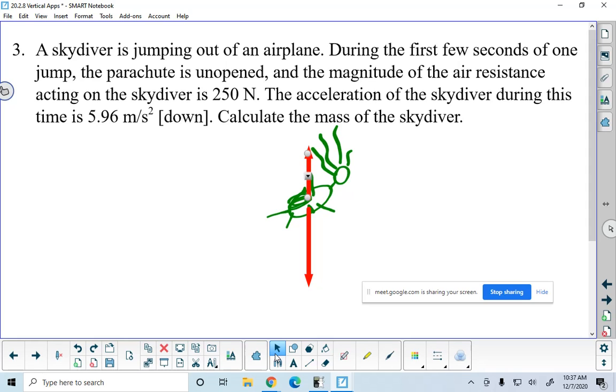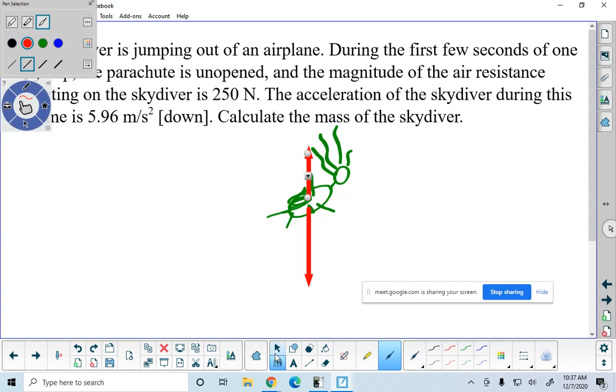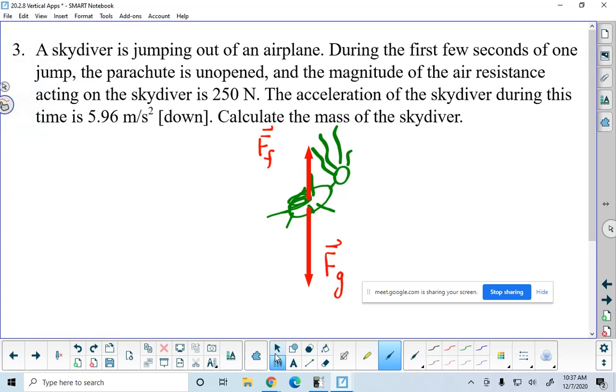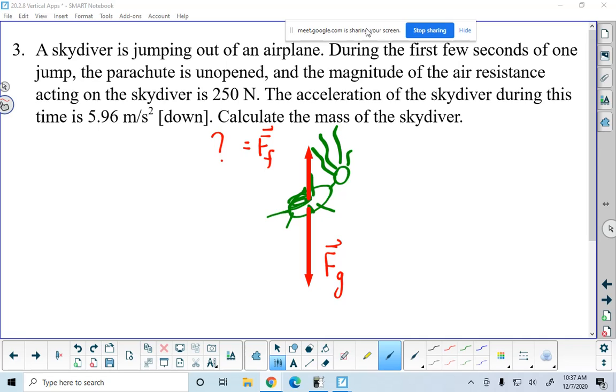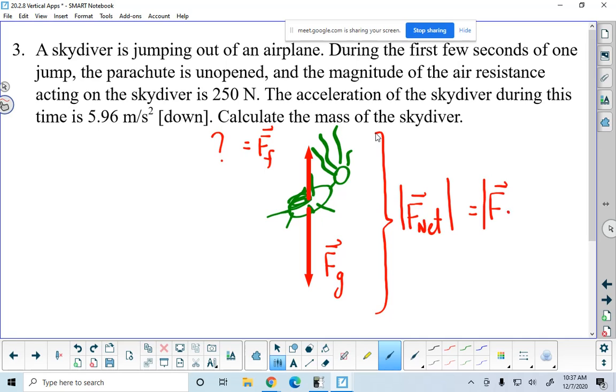So this is our free body diagram. What we have is the force of gravity and the force of friction. You're told the force of friction is 250 newtons, so you know what that actually is. We don't know the force of gravity. We're going to build an equation. We're going to say, looking at this, the net force has a magnitude of the force of gravity, its magnitude, minus the force of friction, its magnitude.